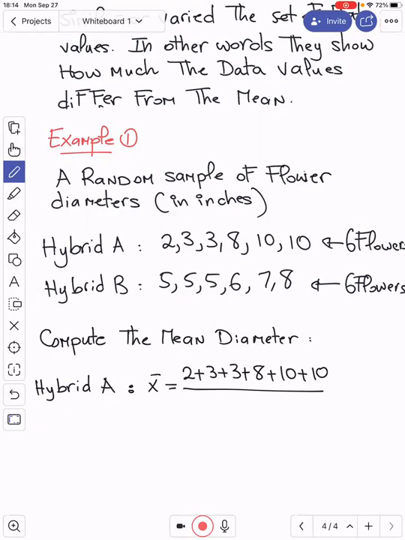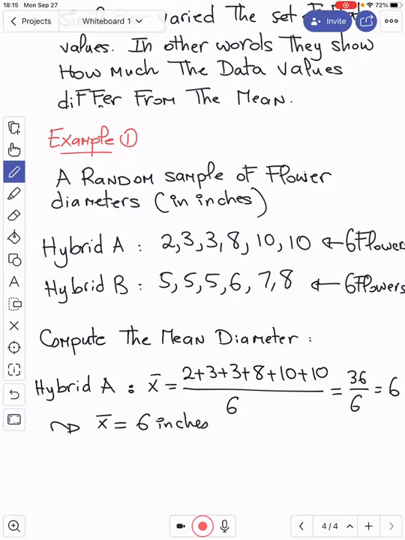Okay. For the hybrid A, the mean diameter is the sum of the diameters over, of course, we divide by the size of the sample. We have 6 flowers, so we're going to divide by 6, right? So the top is, I think, 36 here, over 6. So the mean is 6 inches. X bar is 6 inches. So for the hybrid A, the mean diameter is 6 inches.